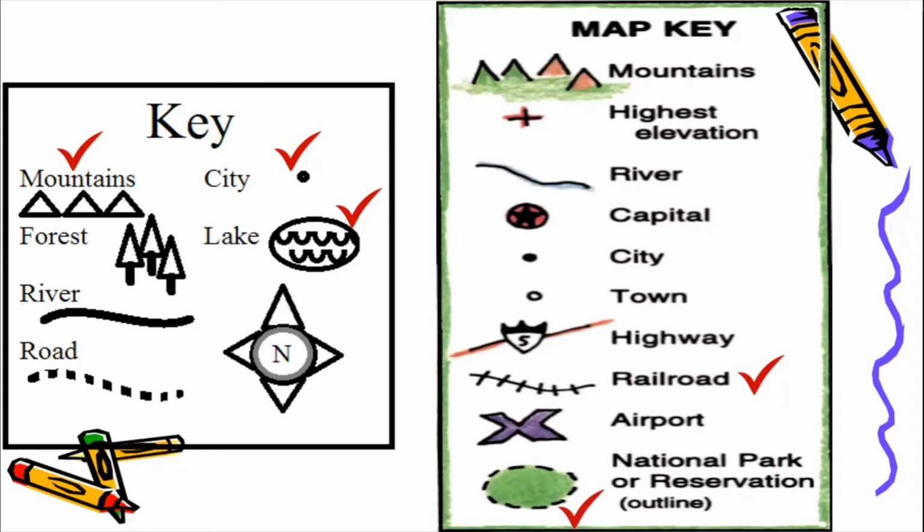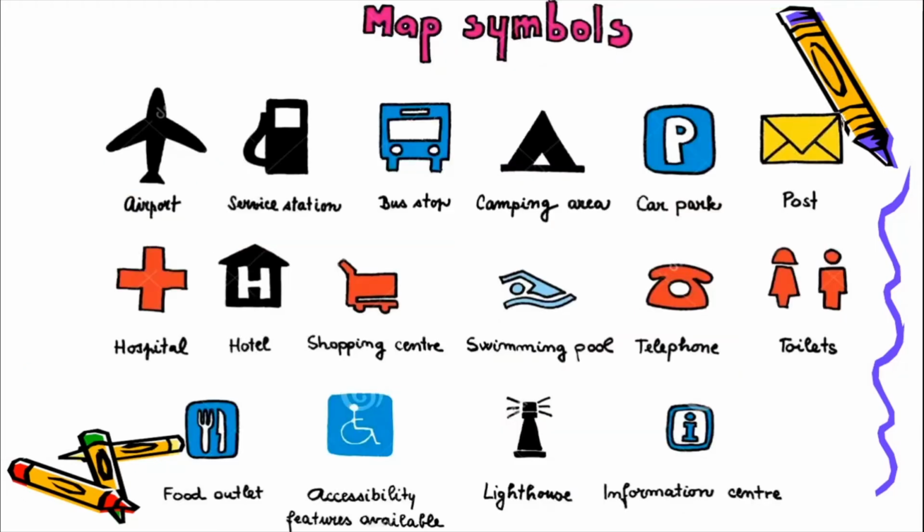Okay, so this whole thing is called the key of the map, where you will be able to see various symbols. So this key will help you get information from the map. All right, children, so this is one more piece of information about maps for you. Let us move on and see many other map symbols also.